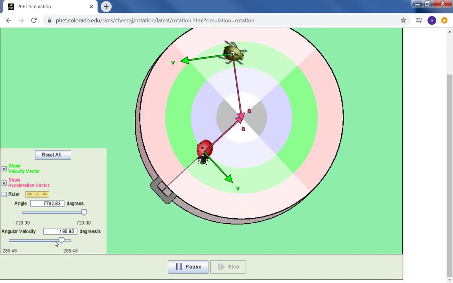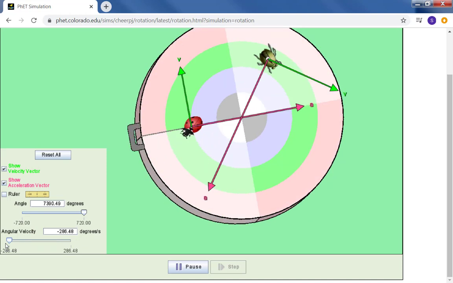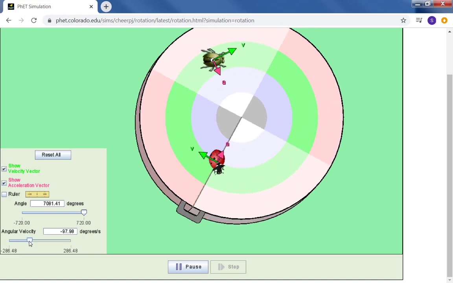If I change the direction, you'll see the velocity will change direction, but the acceleration is still pointed inward towards the center of the circle.